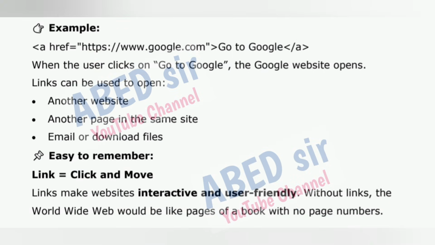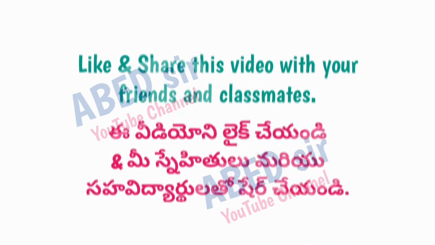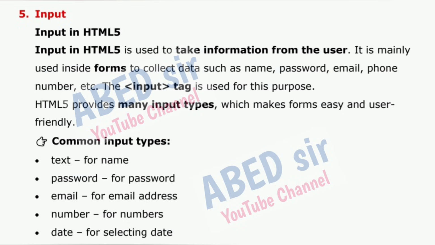Example: <a href="https://www.google.com">Go to Google</a>. When the user clicks on Go to Google, the Google website opens. Links can be used to open another website, another page in the same site, email or download files. Easy to remember. Link is equal to click and move. Links make websites interactive and user-friendly. Without links, the World Wide Web would be like pages of a book with no page numbers. Next important short question is 5.